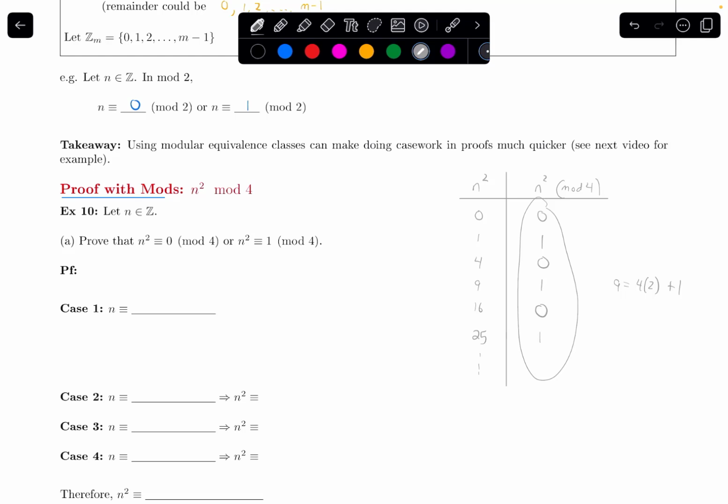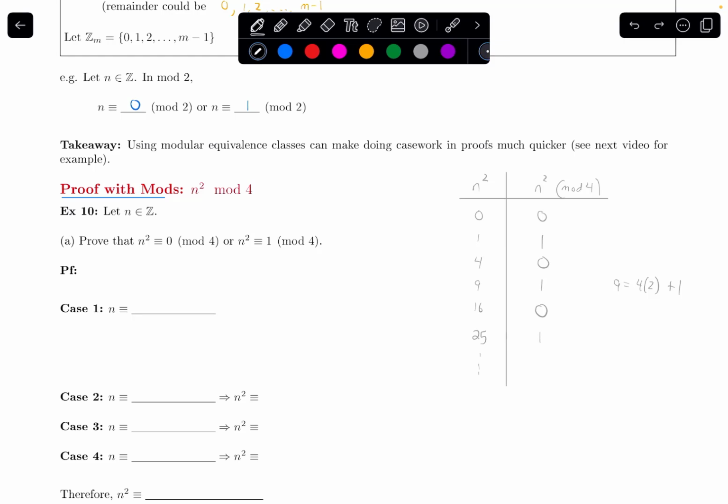be 0 or 1. So this is interesting because when I think about remainders when I divide by 4, remainders in general could also be 2 or 3. But somehow when I square my integer, the only remainders I'm getting are just 0 and 1. All right, so let's prove this.